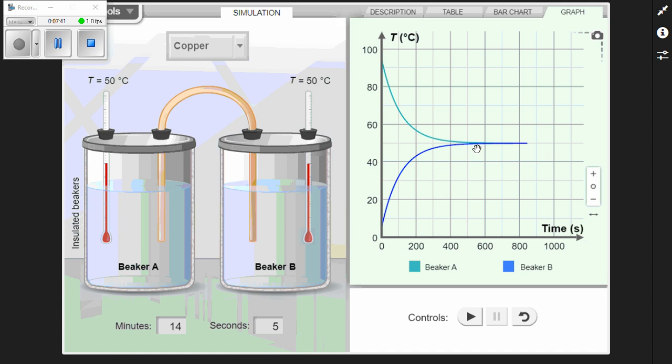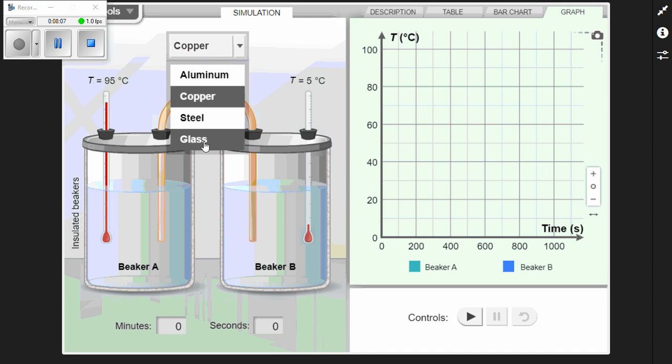500, maybe a little bit more. But it took a lot less time. We're talking in the 500 second ballpark. It took a lot less time for both beakers to reach the same temperature of 50 degrees Celsius, a lot faster than when we are using aluminum. Why is that? That's one of the things we want to be able to understand as we go through this section of the textbook.